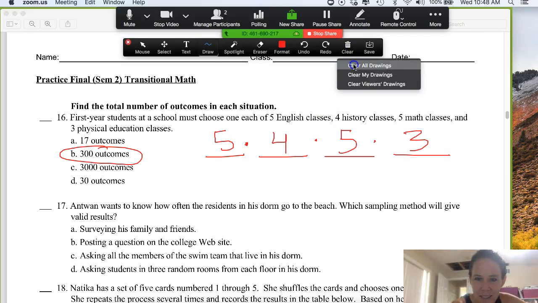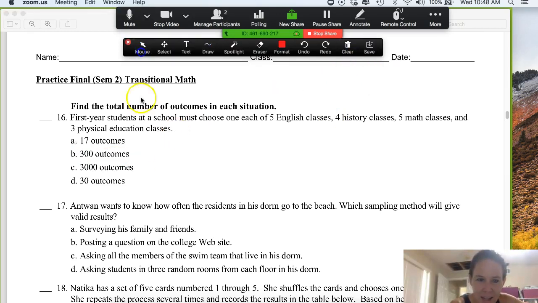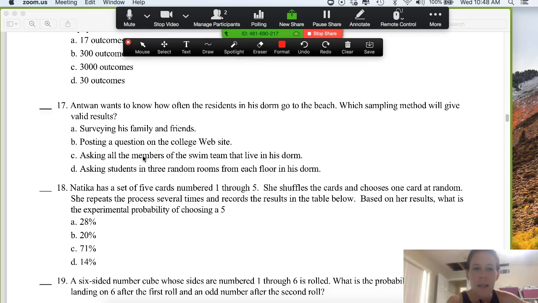All right, let's go ahead and look at number 17. Antoine wants to know how often the residents in his dorm go to the beach. He's just curious, like, how often does everybody go to the beach? Because I like going to the beach and I'm just curious, okay? Let's do just a sampling. Let's see. Which sampling method will give valid results? So we want to know valid results, thinking about it's not a biased result.